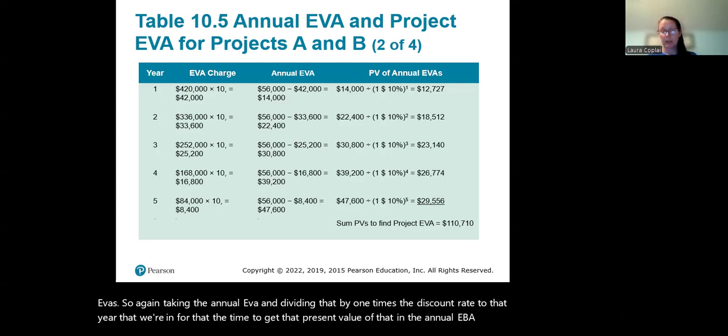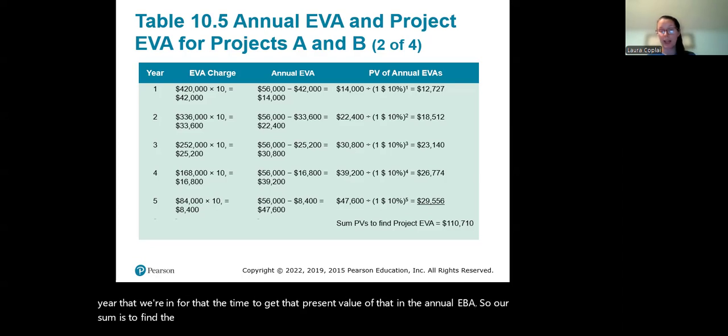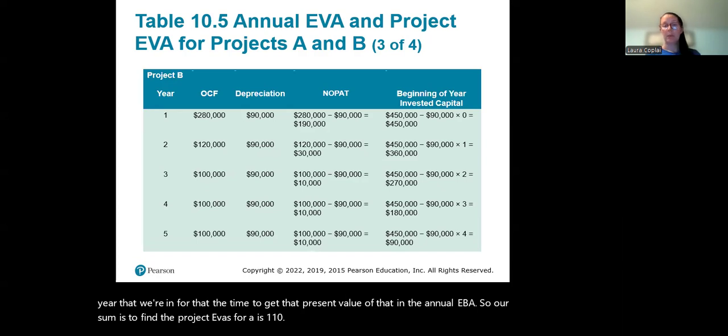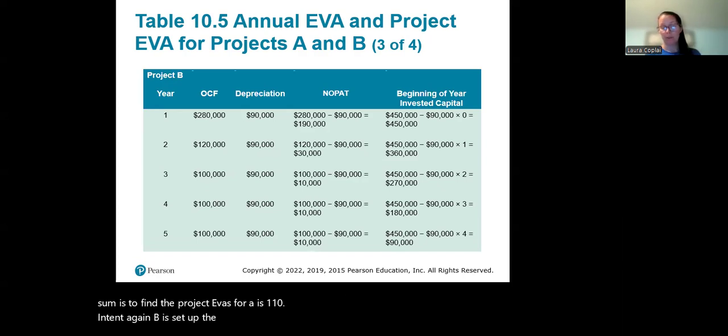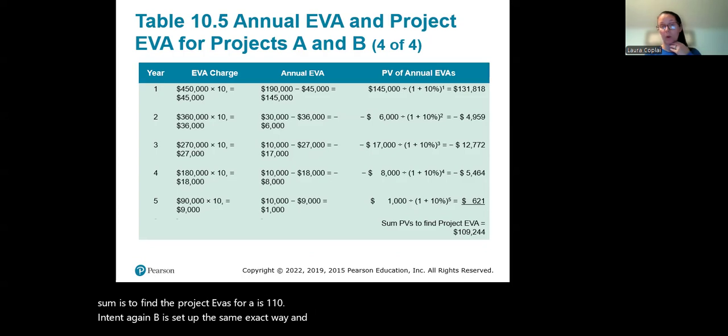So our sum to find the project EVA for A is 110,710. Again, B is set up the exact same way. And the sum for B is 109,244.